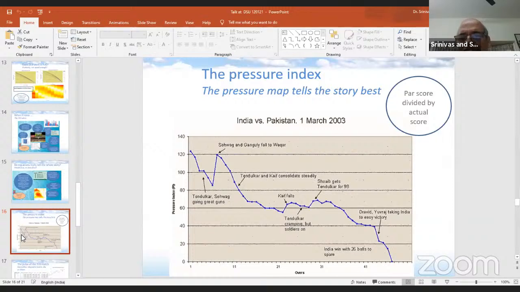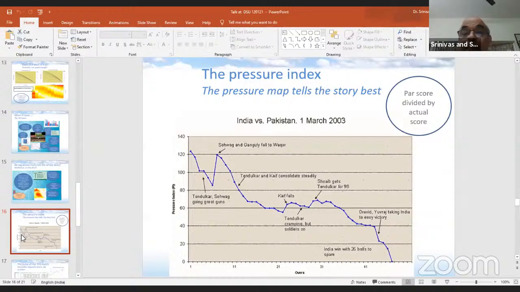If my score while chasing is exactly the power score, I'm facing a pressure index of 100. If I'm actually below the power score, I feel more pressure, right? Because I have to score more runs in the future, otherwise I'm going to lose the match. So if my score is below the power score, my pressure index is more than 100. If my score is higher than the power score, my pressure index is lower than 100 because I'm feeling less pressure. So this was the idea of a pressure index that we devised. It's actually just the power score divided by the actual score. And it gives you a good indicator of who's winning the match at this point.